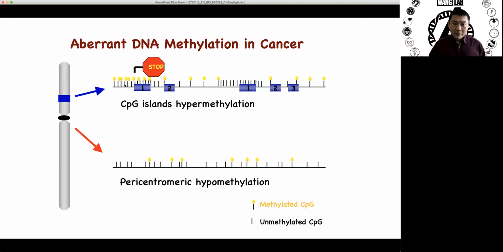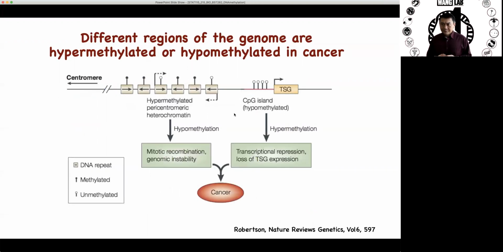But the typical pattern in cancer, which we already talked about a little, is that tumor suppressor gene promoters are often methylated, right? Again, this is probably the most common mechanism for cancer to shut down tumor suppressor genes. The other one is global demethylation, where the centromeric regions are losing methylation. So these are the patterns of demethylation in typical cancers.